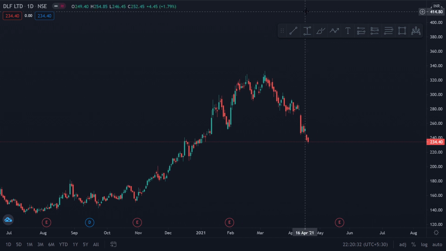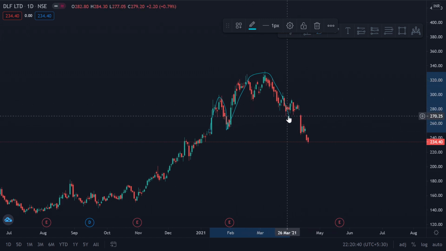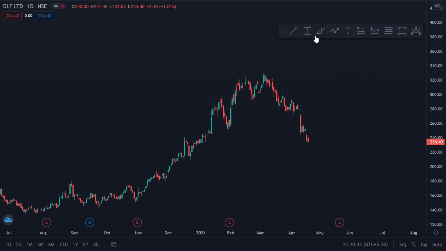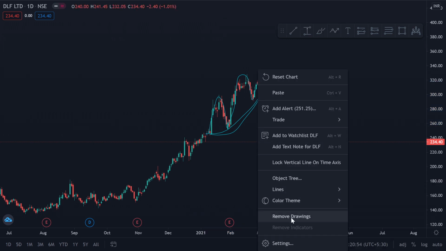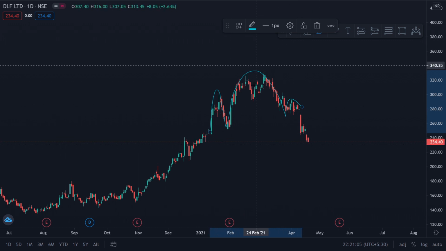DLF again, as you can see, this was the left shoulder formed, this was the head formed. See, another mistake which many people make is they say this is the left shoulder, this is the head, this is the right shoulder. But does it make any sense drawing a neckline like this? This cannot be a neckline, right? So you have to wait and be patient for the formation to take place completely. So this whole thing is the head, and this small rise is the right shoulder. So this is more logical than saying this is my head and shoulder.